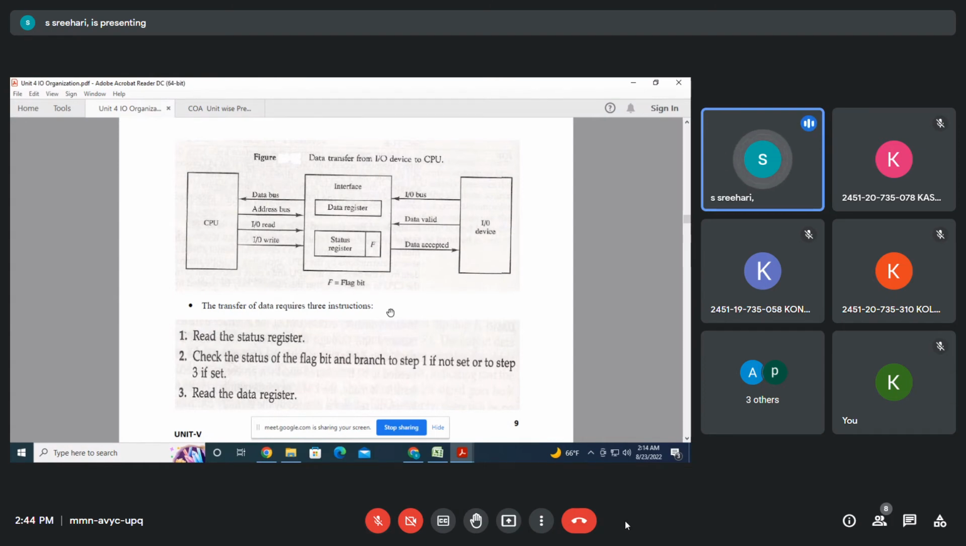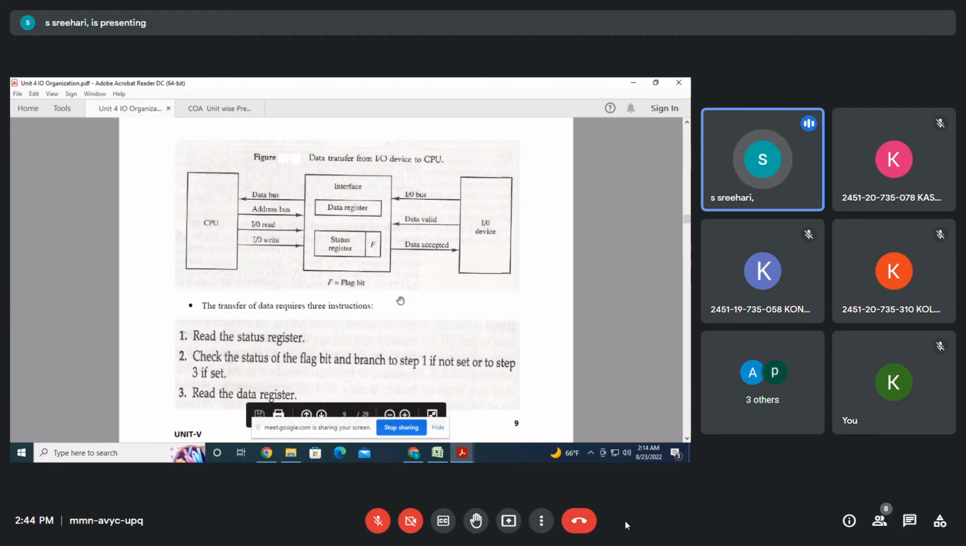The disadvantage of programmed IO is that the data is going to be transferred from the IO devices to the interface. The data register, once full, the flag bit is going to be set to one. So the CPU is going to monitor the flag bit always instead of doing other work, right? So this is the disadvantage of programmed IO, right?